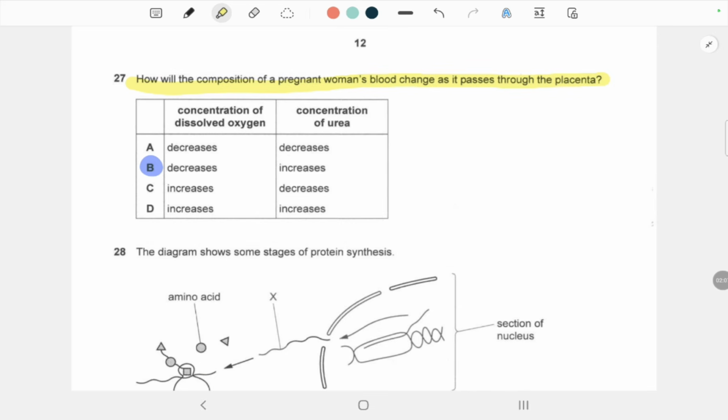So basically it will flow out of the fetus body into the pregnant woman's body.